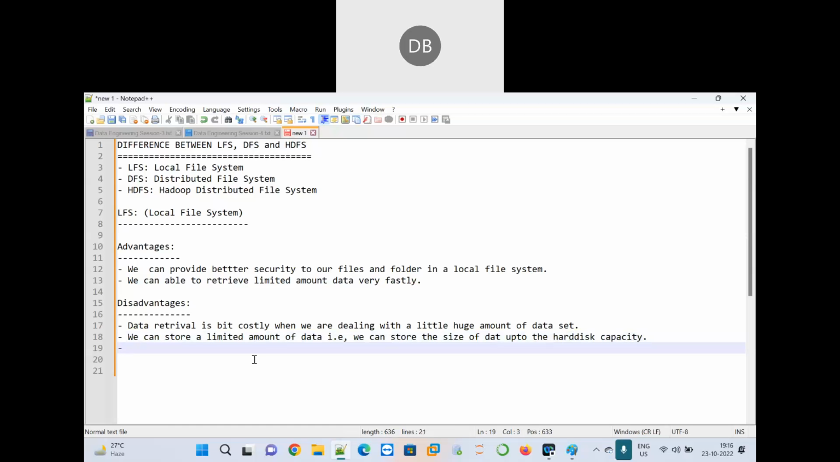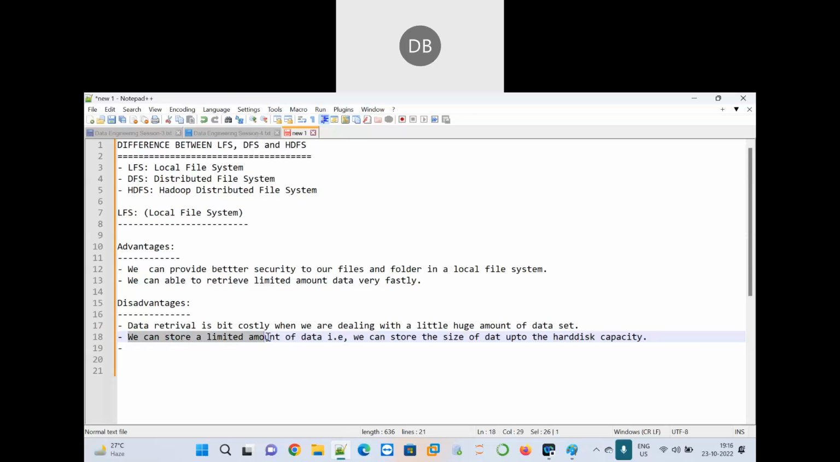If you are using your laptop with 512 GB, then you can store up to 512 GB, not more than that. If you are using 1 TB, then you can store up to 1 TB. But beyond that, it's very difficult. Correct? Up to 1 TB you can manage very well, and this is a disadvantage.